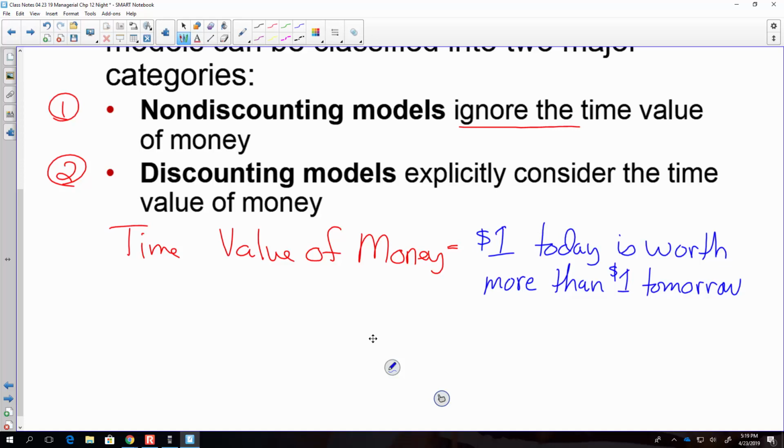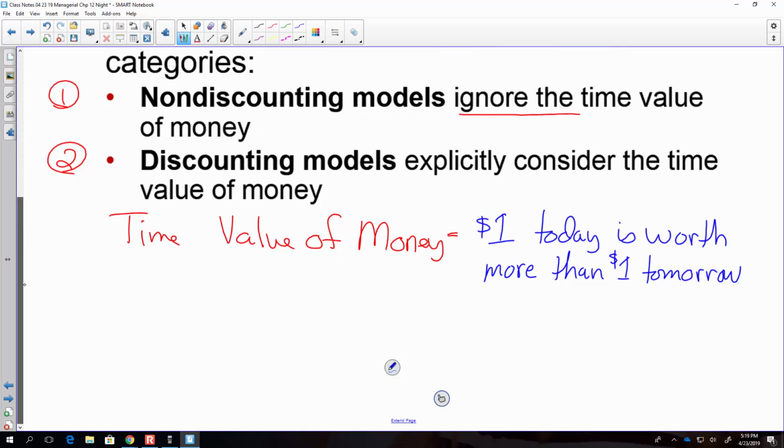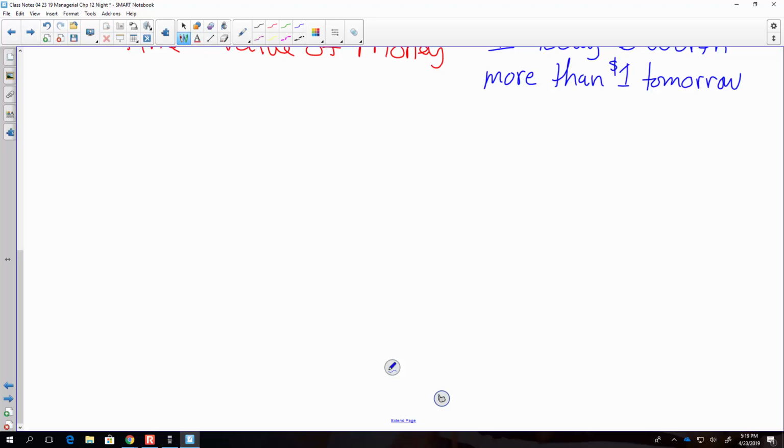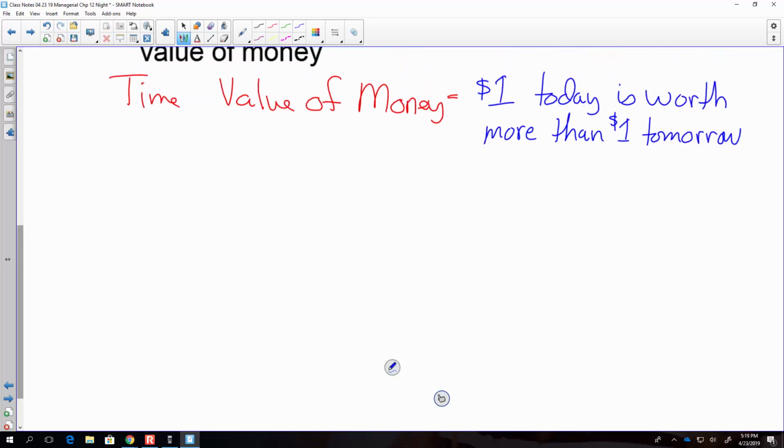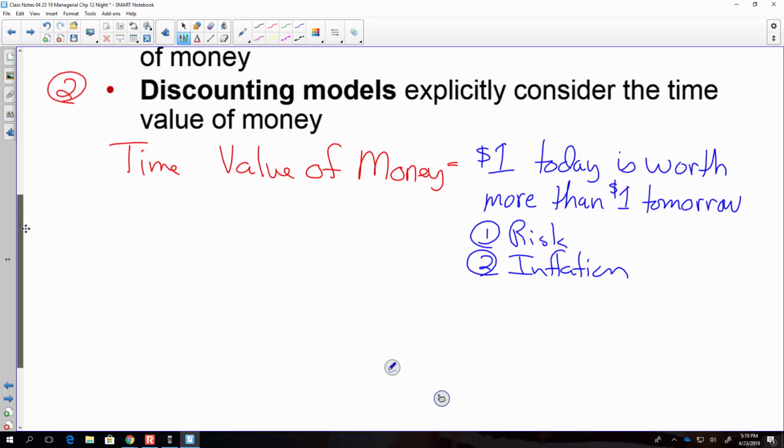Think about it. I'd rather have $1 in my pocket now than maybe $1 a year from now. Because, remember, there's risk that we have to deal with, right? I might not get the dollar tomorrow. There is also inflation that is always there. That too has an effect on the worth of that dollar. So we are going to be addressing that time value of money with the discounting models.